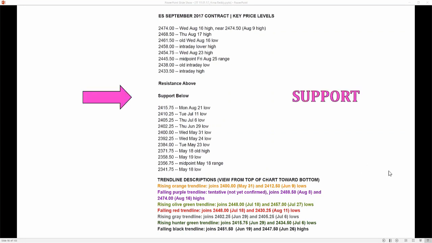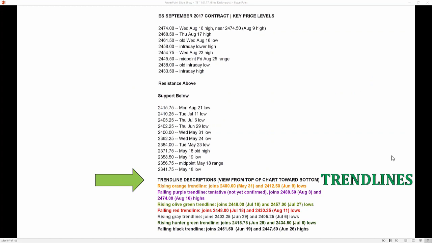And something new I added this summer is a trend line section, because I use a lot of trend lines and I want you always to be able to follow along and recreate them on your own charts.